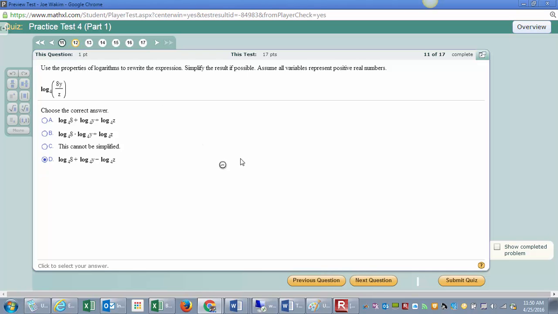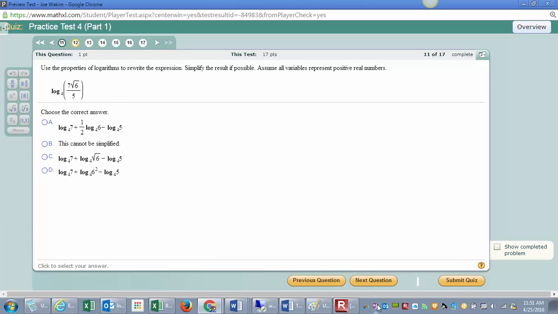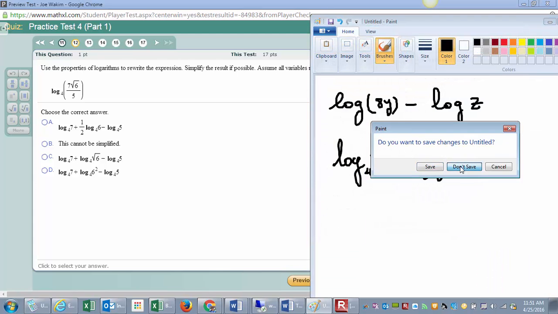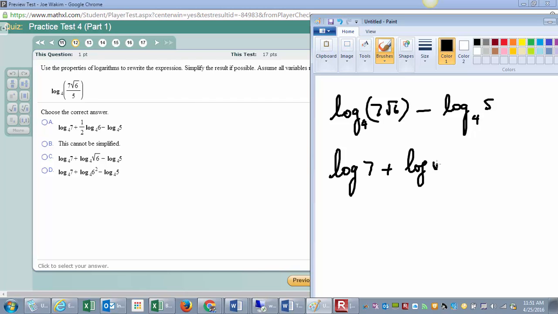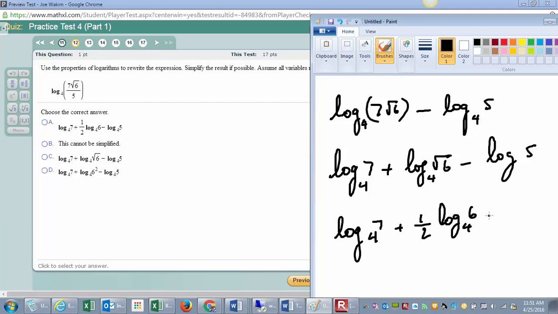Let's try number 12. Same thing. We need to expand. So let's do the same for this one. So log, we're going to do the quotient rule. So log 7 square root of 6 minus log of 5. Of course, this is base 4 again. And then we can do the product rule. Log 7 plus log square root of 6 base 4 minus log of 5. One more step, this square root can change to the power 1/2 and the 1/2 will come outside. So that would be log 7 base 4 plus 1/2 log 6 base 4 minus log 5.